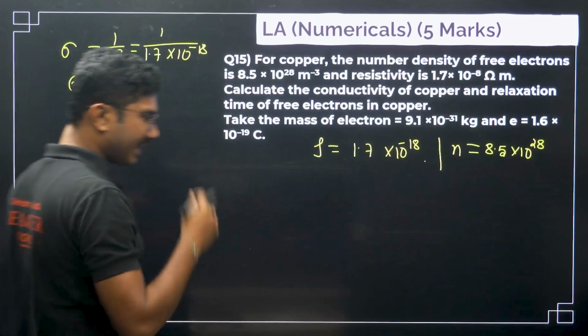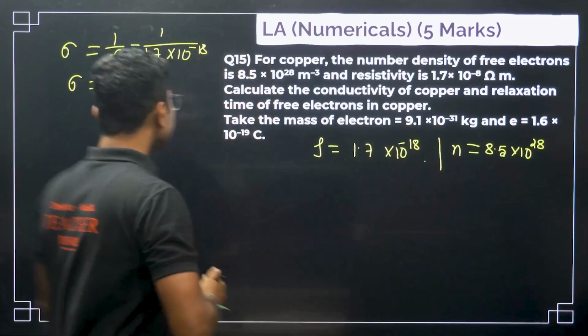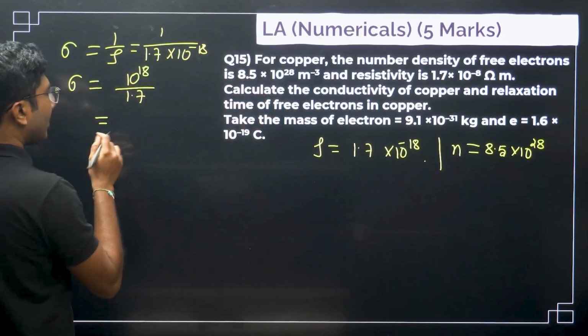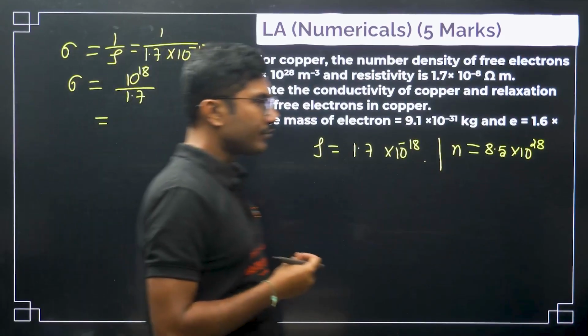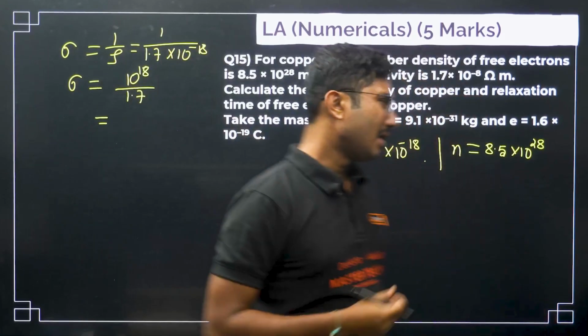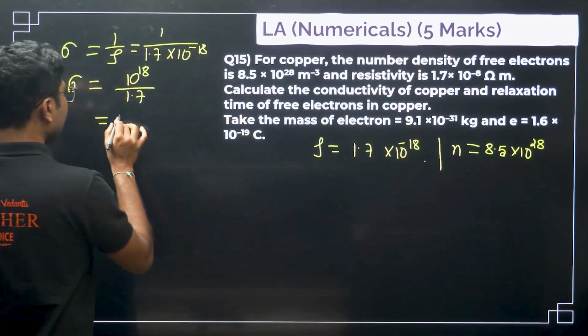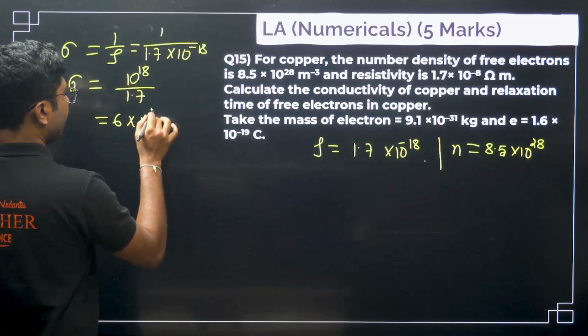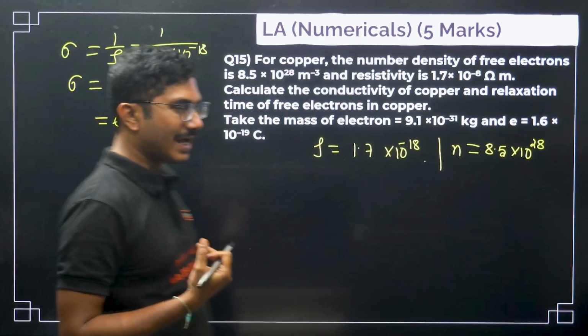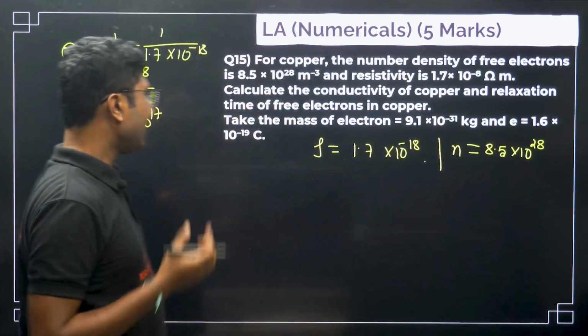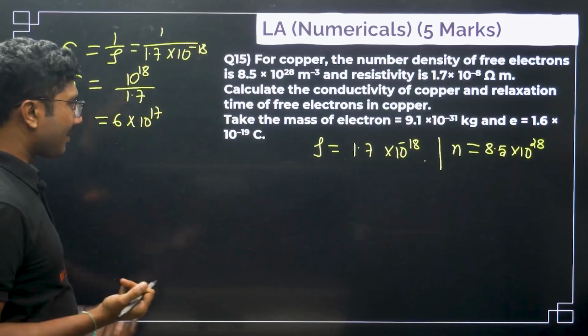Okay, so if you take, it will be approximately 10 by 1.7, which will be approximately 6 point something into 10 to the power of 17. Okay, you can calculate the exact value using a calculator, right? You have the calculator, but I am not interested in the calculator.